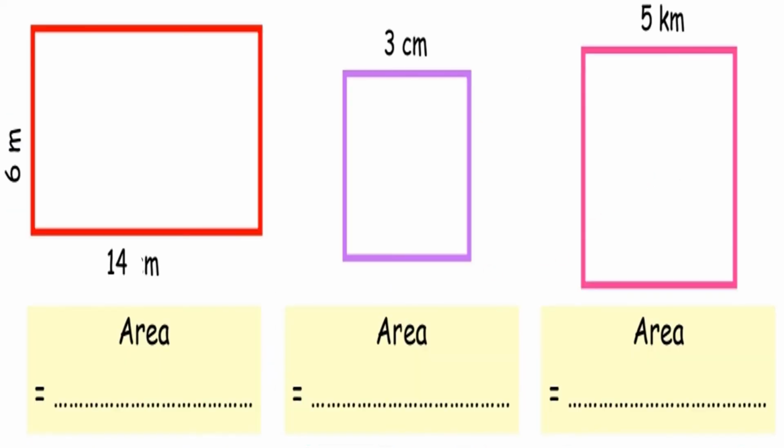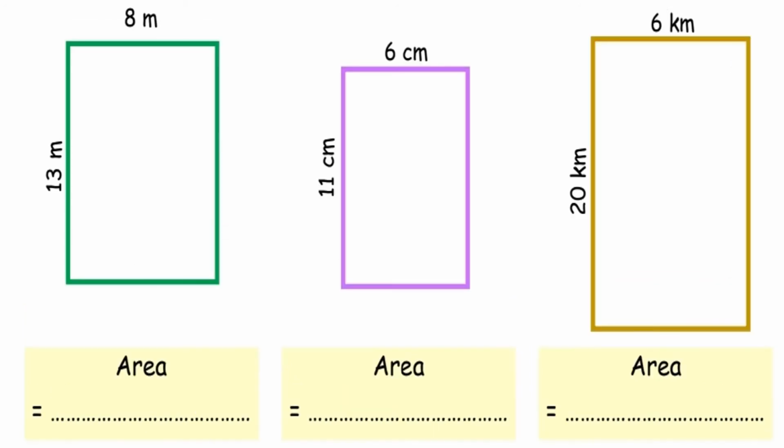I have here a rectangle with length 6 meters and the width is 4 meters. So I know the area is length by width, so I will put here 6 by 14 and it will be 84 meters. Let's see, I have here a square with side 3 centimeters. So I have here 3 by 3. It's going to be 9 centimeters. The square has 5 kilometers of side length, so 5 by 5 will give you 25 kilometers.